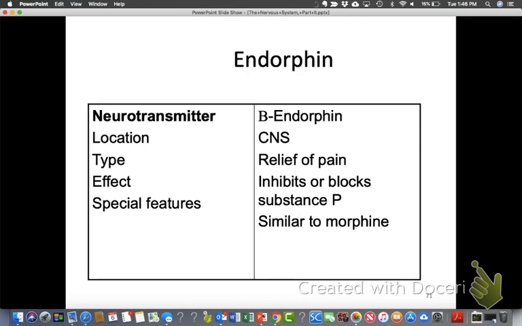And substance P can be blocked. It's blocked by endorphins, which are the natural opiates of the central nervous system. So endorphins are similar to morphine and other opiates, and they block substance P, and that blocks pain impulses. It's not like a mood elevator, but it does make you feel like you're floating, and it kind of makes you feel elated.